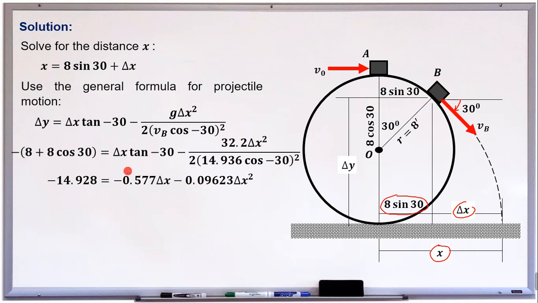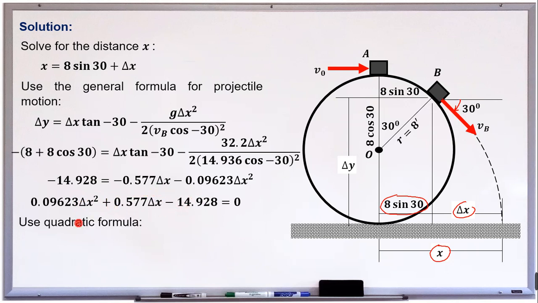Now, as you can see, we have just generated a quadratic equation. This is a quadratic equation because the variable delta x has a degree equal to 2. So we can arrange this equation into this format, wherein we will start with the term that contains the highest degree, then followed by delta x and the constant. So if you already arrange your quadratic equation in this manner, then you are now ready to plug in the coefficients as well as the constant on the quadratic formula to solve for the value of our delta x, or the range of our projectile.